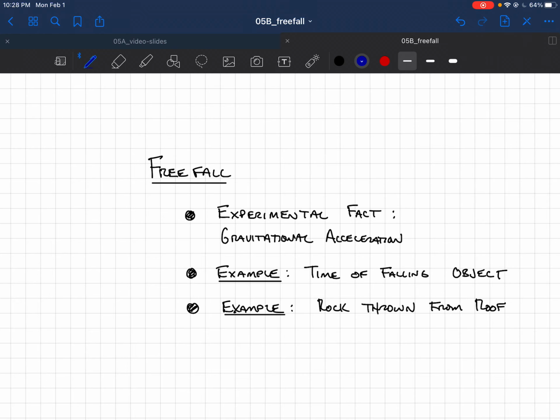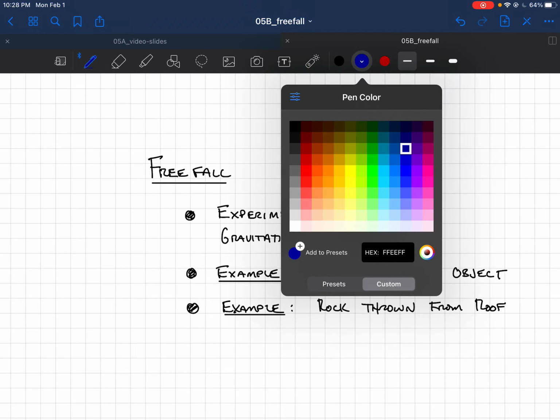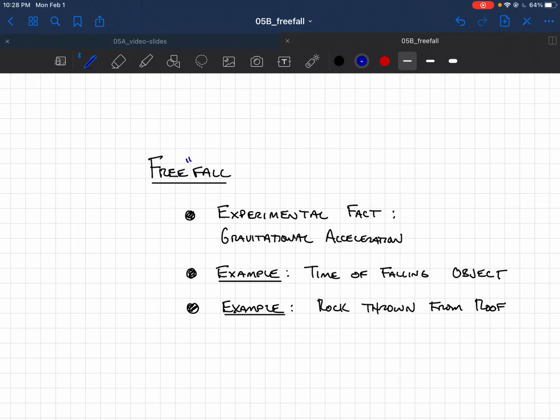I should make one quick note, which is that the word free fall is a bit of a misnomer, at least in colloquial language. When we say fall, we simply mean an object moving near the surface of a planet, like Earth. The object does not have to be falling downwards. It could be going upwards, it could be going sideways. So free fall simply means an object which is free of other forces other than gravity.